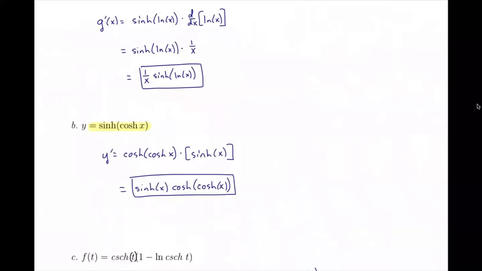Now we have hyperbolic sine of hyperbolic cosine of x. So again, another chain rule. Hyperbolic sine's derivative is hyperbolic cosine of its argument. So I'm done with this term now, and I proceed to multiply by the derivative of the argument. Well, the derivative of hyperbolic cosine of x is hyperbolic sine of x. So there we have it. We have hyperbolic sine of x times hyperbolic cosine of the hyperbolic cosine of x.